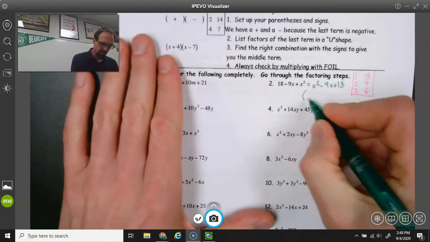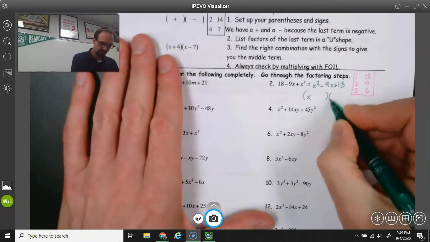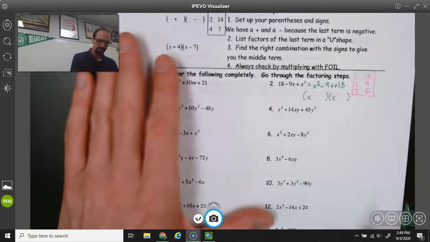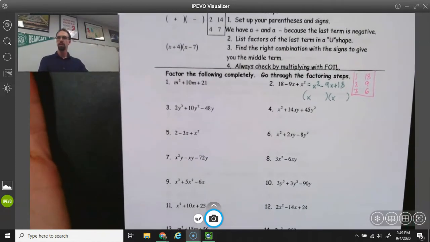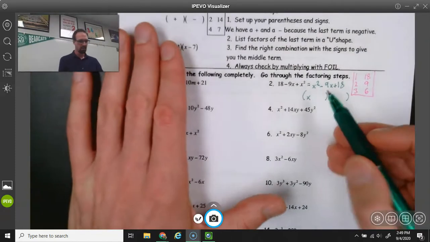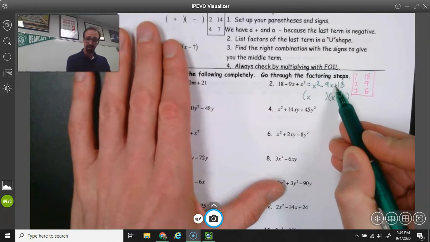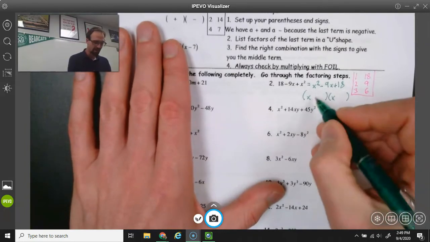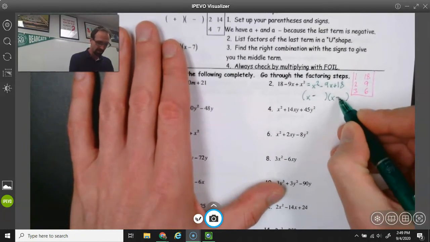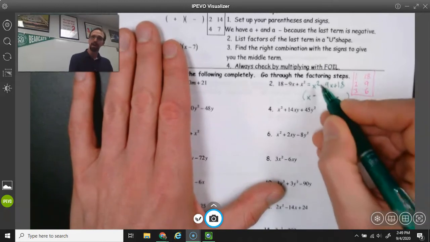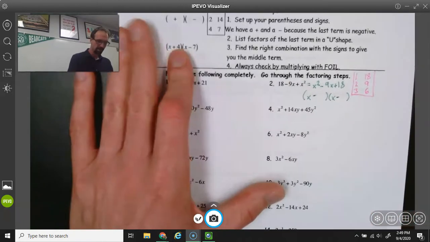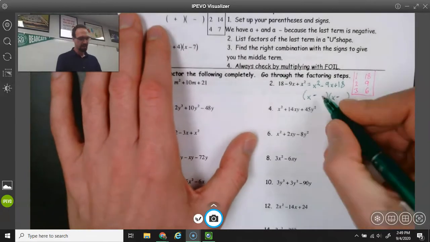So I'm going to end up with parentheses x, and then for this to work, I need this to be a subtraction. Oh, and that works out well. Because this is a positive, then I know it's the signs. The signs are whatever that sign is for both of these. So because this is positive, I know that this sign is for both. So minus, minus. And then we said check 3 and 6.